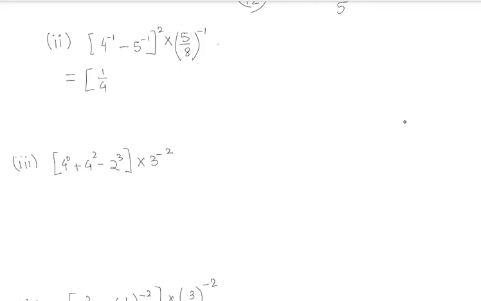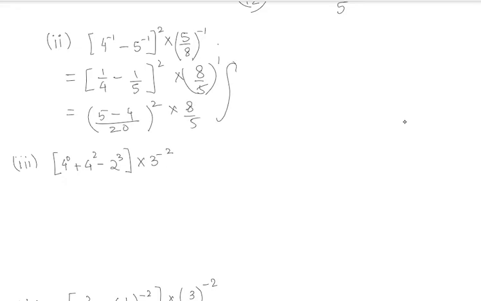Again similar, (1/4 minus 1/5) whole square, and this is a negative power, so it becomes (5/8) to the power of 1, so that's only 8/5. Now the LCM would be 20, so this becomes (5 minus 4) whole square into 8/5, that's 1/20 into 1/20 because it's a square, into 8/5.